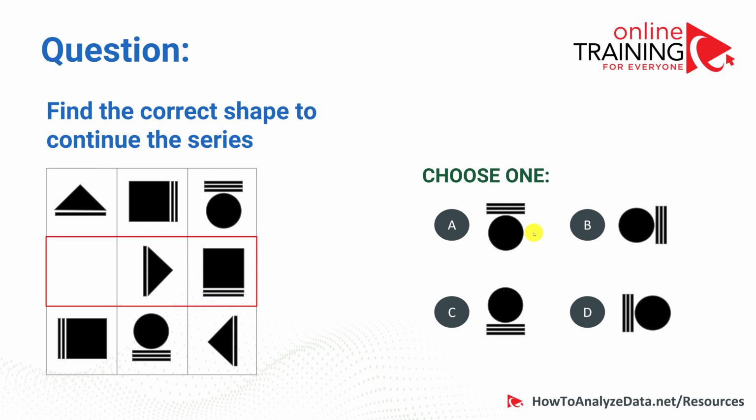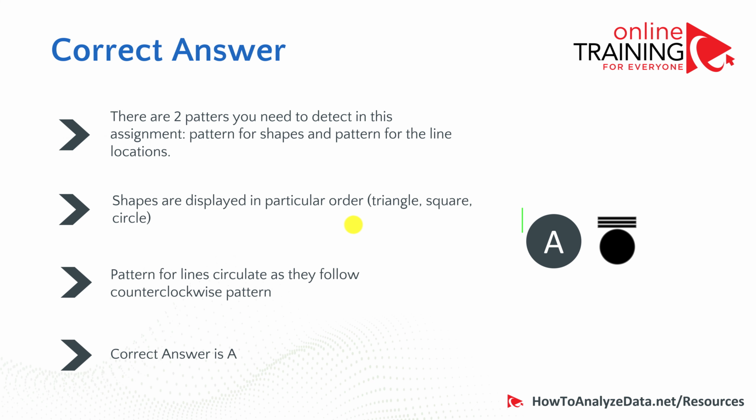So the right answer in this case would be A, because here we have a circle which matches the circle's pattern, and then we have lines located at the top. Let's verify to confirm that. And as you can see, the correct answer is A.